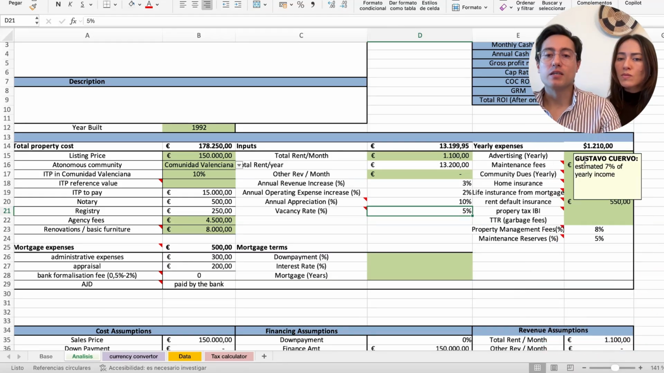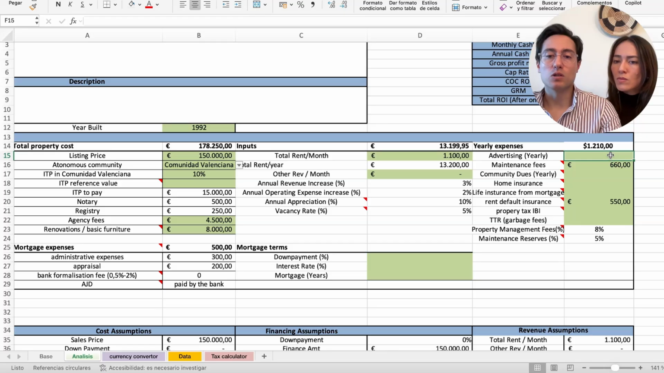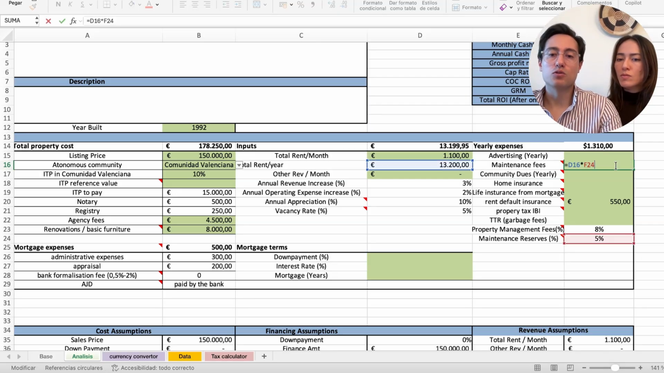Then we have the yearly expenses. We're going to go through the main ones. We have around 100 euros of advertisement for the main platforms. Then we have the maintenance fees, which would usually be around 5% of the total rent per year.